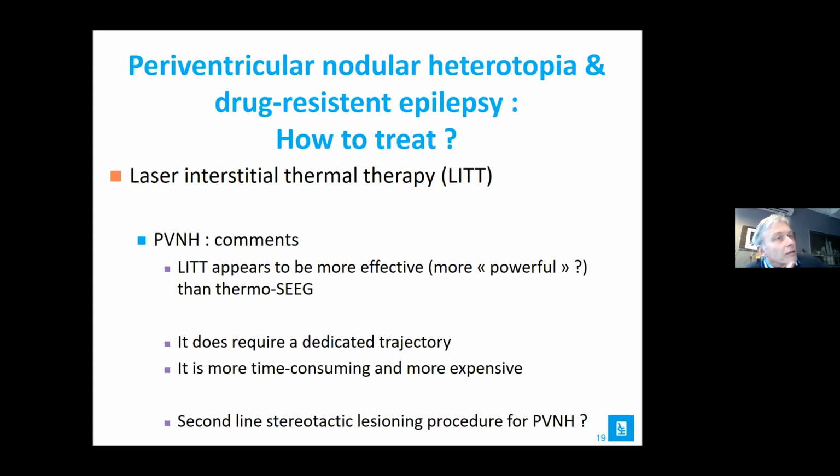What can be said also is that laser has some drawbacks. It does require a dedicated stereotactic trajectory bearing its own risk, and it is for sure more time consuming and more expensive than thermocoagulation. So this makes me wonder if laser could maybe be considered as a second-line stereotactic lesioning after SEEG thermocoagulation for any heterotopia case.